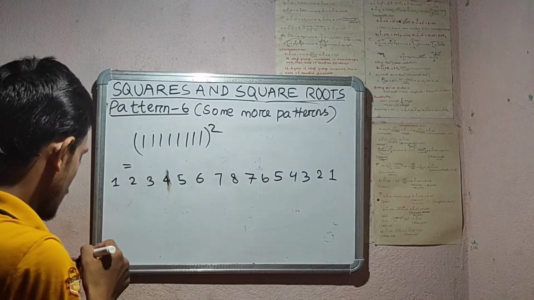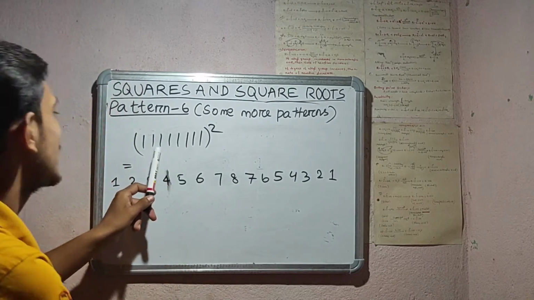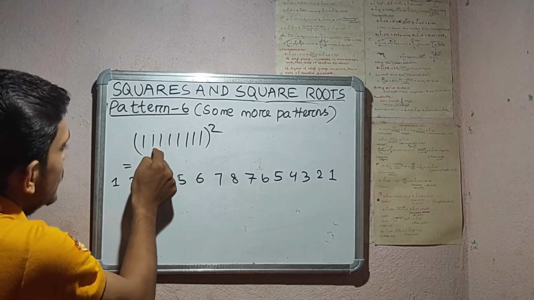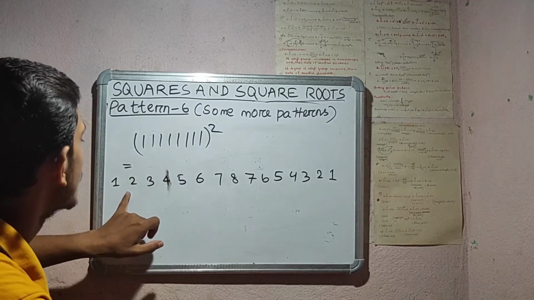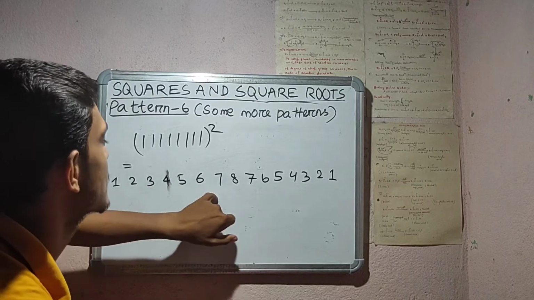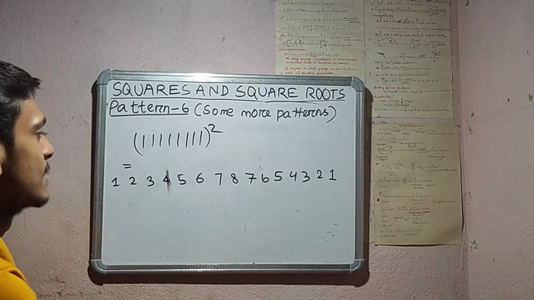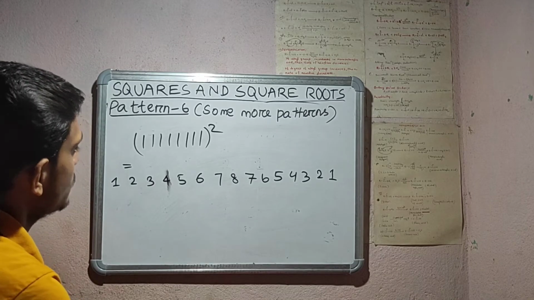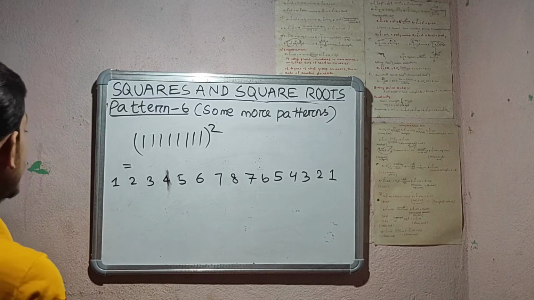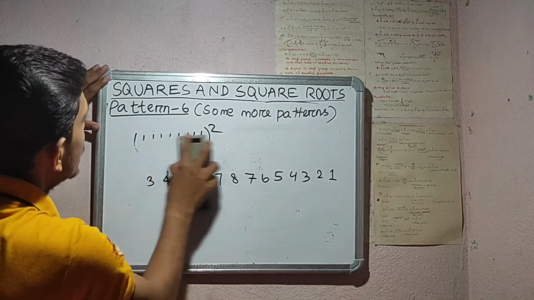You can check it by multiplying the number of eight 1s by itself. That is, this number is multiplied twice and you will definitely find this answer. In this way it is another pattern of square numbers.